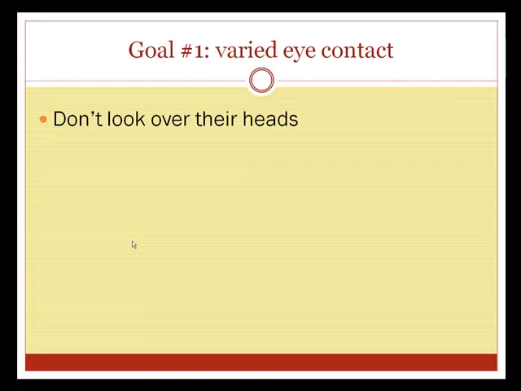First of all, eye contact. One thing you don't want to do is look over the audience's heads. If I was demonstrating this for you in real life, you could see that it looks really strange. It may look fine if you were in a giant auditorium, but for a classroom setting with 30 people, or probably less than that, it looks weird.